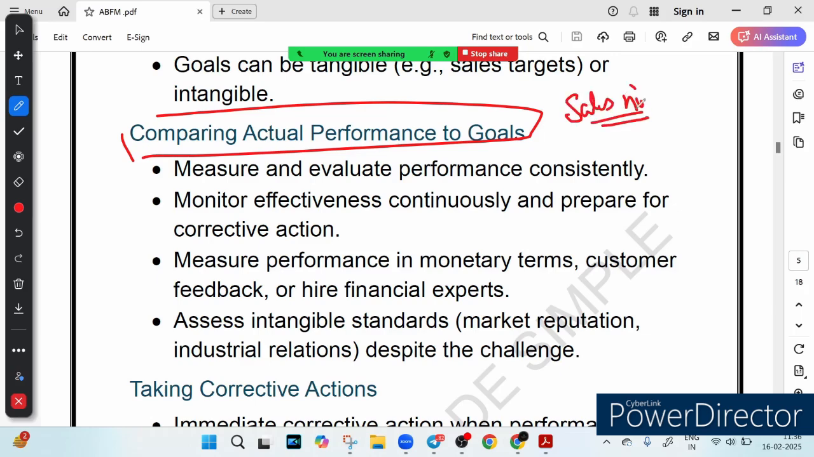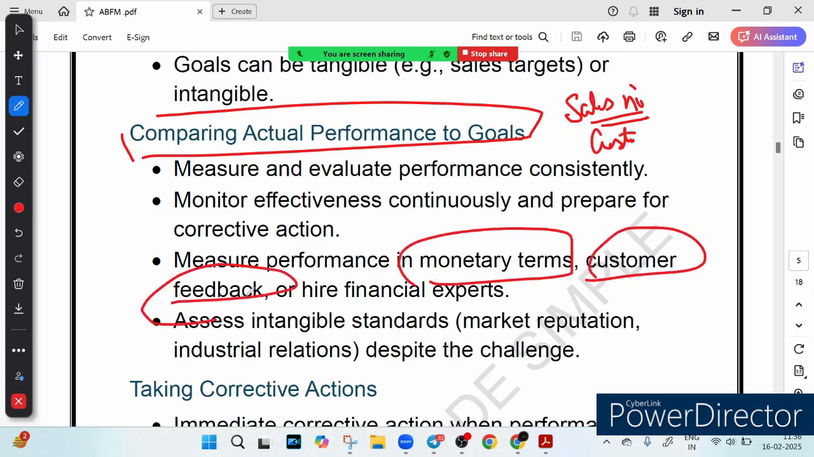Did we hit our 1000 unit target? They can use customer feedback. Are the customers happy? They can use a financial expert. Are we making a profit? These are the kinds of questions they ask.